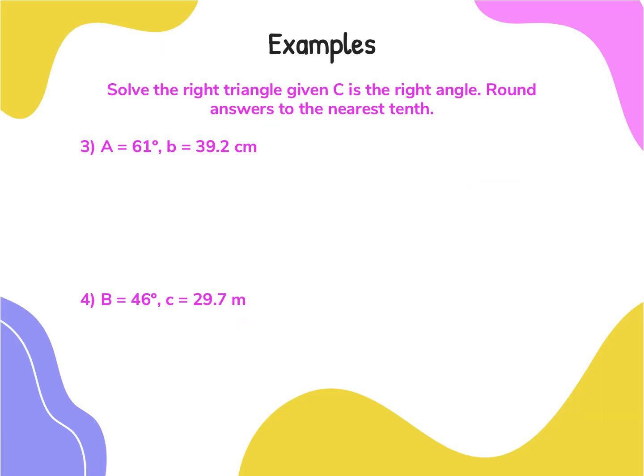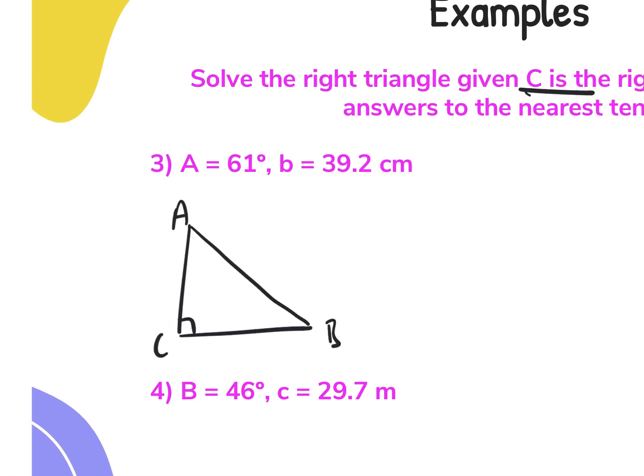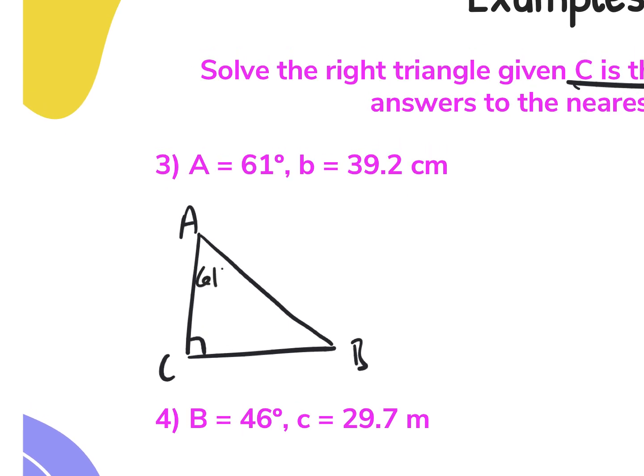Now, not all the time are you going to be given the triangle drawn for you. Sometimes you have to draw it yourself. It tells you that C is the right angle, so I'm just going to draw a triangle with C as my right angle. So I'm going to say this right here is my angle C, and this is A and B. And I'm given angle A is 61 degrees, and I'm given side B is 39.2 centimeters.